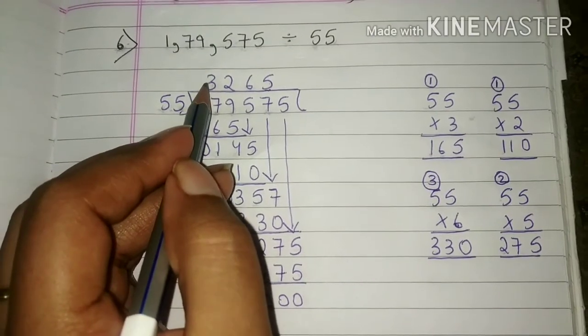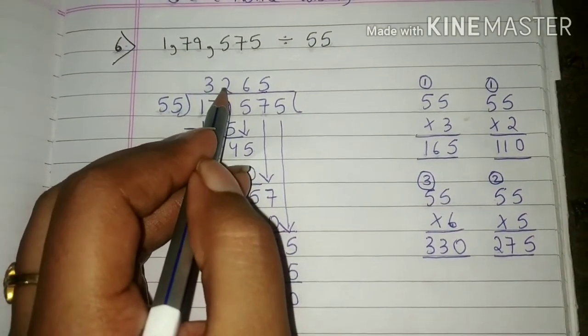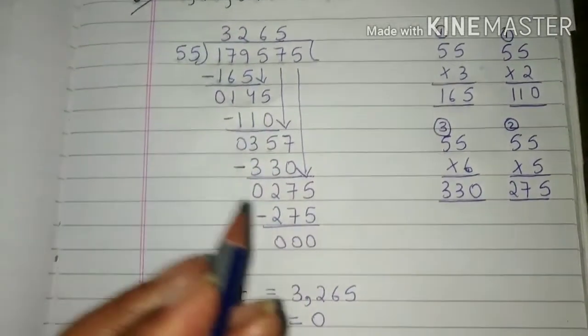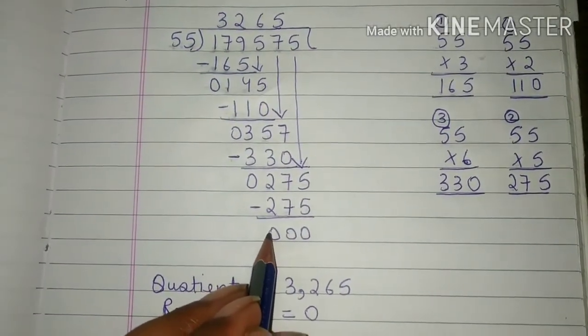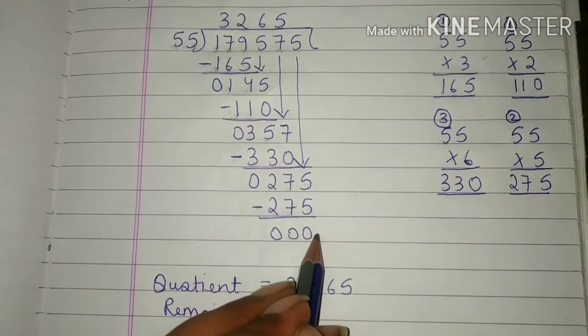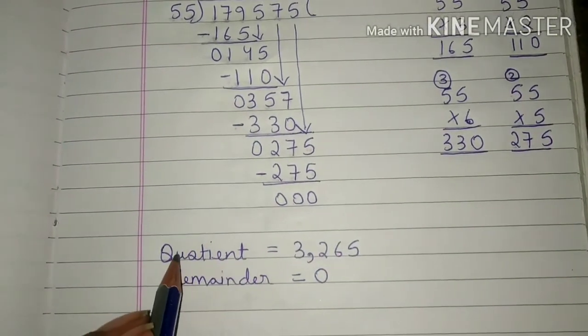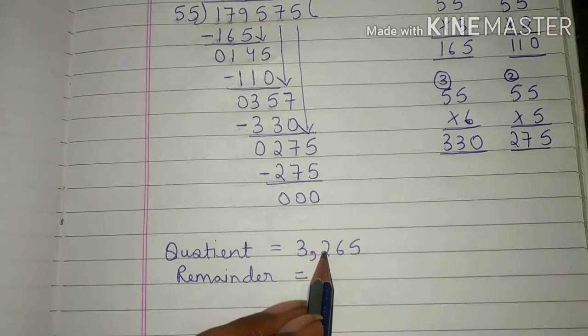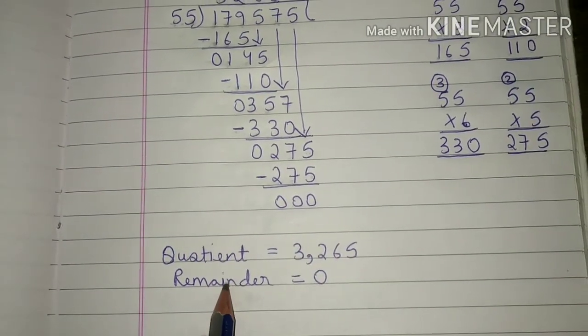Students, 3265, this is your quotient. And 0 is remainder. Students, quotient is 3265, remainder is 0.